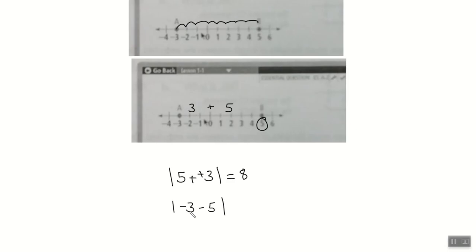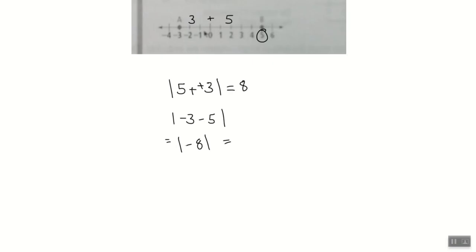What's negative 3 minus 5? So that'd be a negative 8. But it's an absolute value, so what do we do with it? Find its distance, which is just 8. How far from 0 is the number negative 8? 8. Look at that, it turned positive. And we get the same answer.